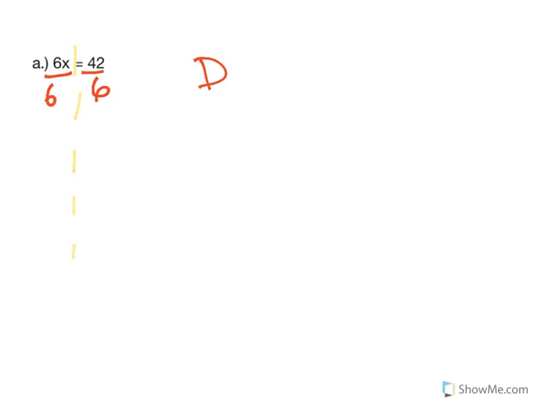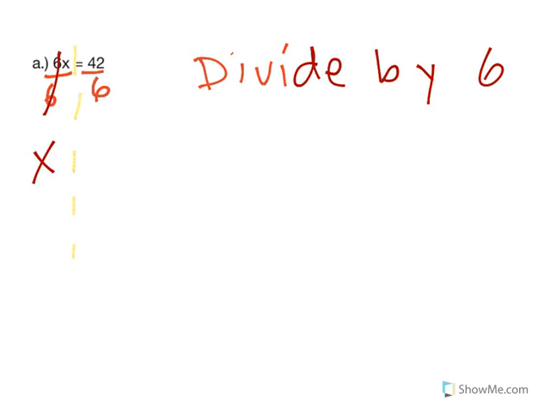So in this case, the step is, I guess I shouldn't say division, the step is to divide by 6. If you divide both sides by 6, 6 divided by 6 is 1. I'm left with 1x equals 7. So our step: divide by 6.